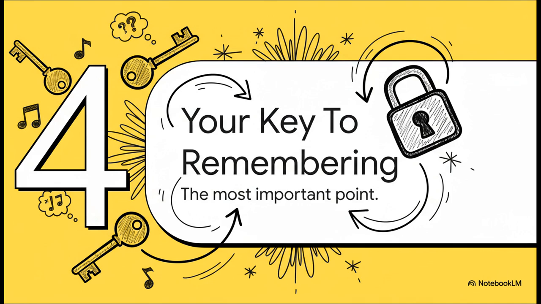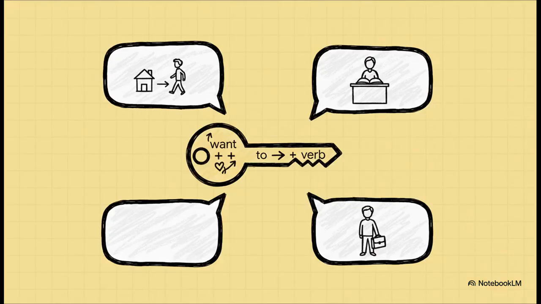You've done so well. Before we finish, let's just go over the one key takeaway that's going to help you remember this rule forever. So just remember this structure. Want plus to plus verb. Never ever forget that little word "to" after "want." For example, "I want to go home." "You want to learn English." "He wants to find a job." See? It just works every time.